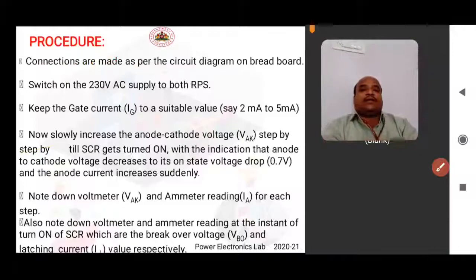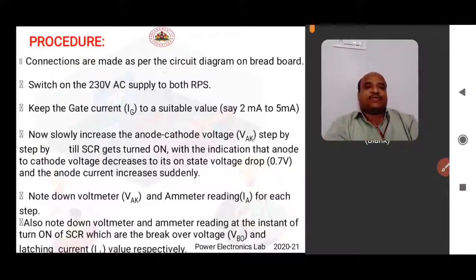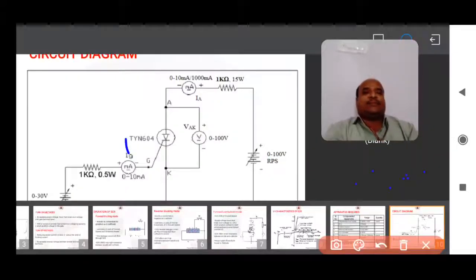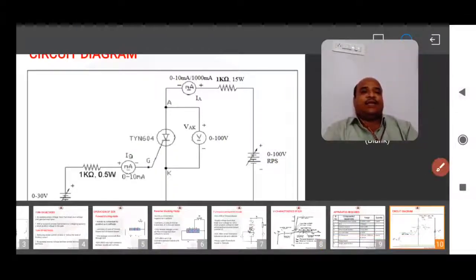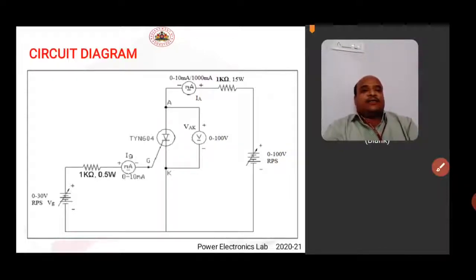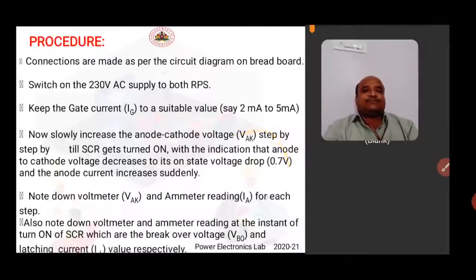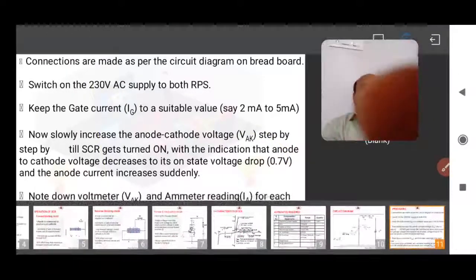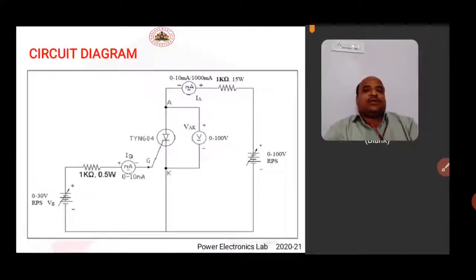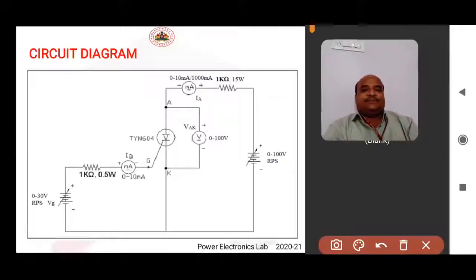Next, the procedure. Here connections are made as per the circuit diagram. Then switch on the power supply for both power supplies. Then keep the gate current say 2 or 3 milliamps and increase this supply voltage in steps of 5 volts. Then for every 5 volt step you can note down the reading of voltmeter as well as anode current.